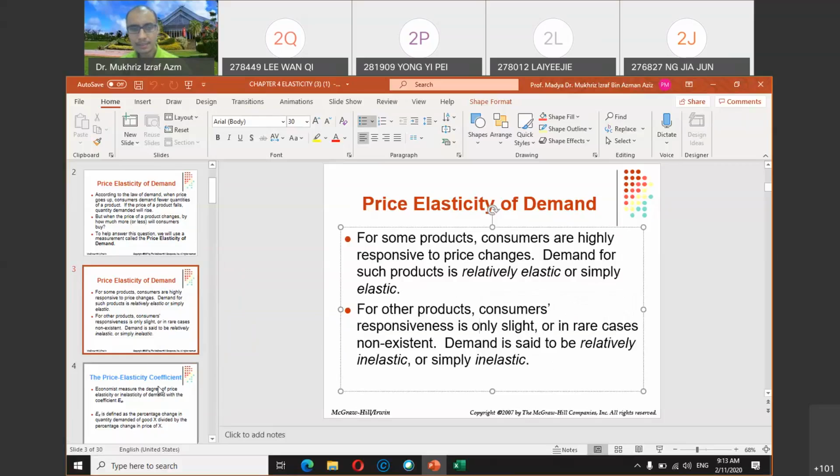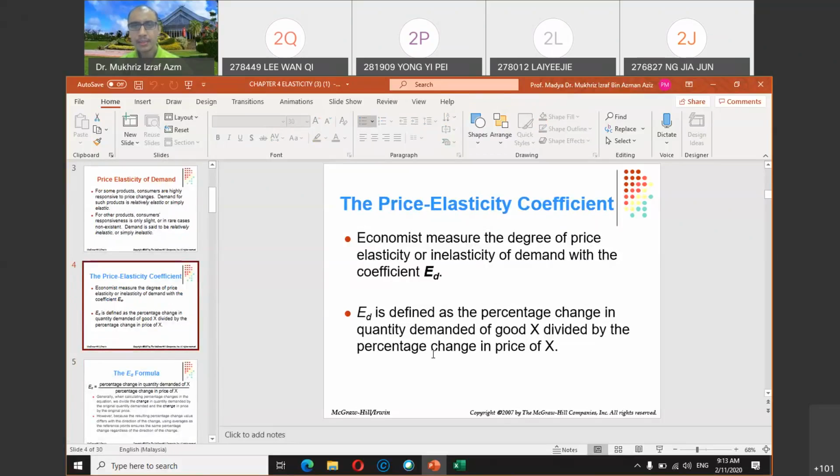Then we can tell whether it falls under the above definition of the demand being elastic or inelastic. The notation that we usually use to measure elasticity of demand is ED. E stands for elasticity, D stands for demand. When we learn on the supply side, it will be E subscript S, meaning elasticity of supply.